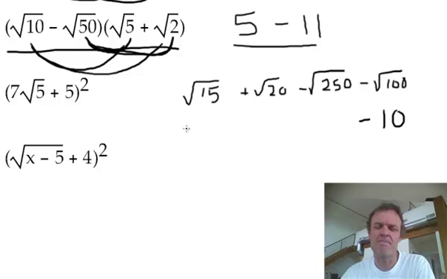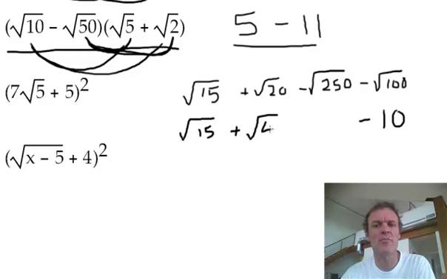Now, root 15. Nothing I can do with 15. It's not made up of anything. There's no 4 in it or 9 in it. That will not change. I can't break that one down. Sometimes you can't. That's it. 20 is 4 times 5. Okay, so I've got 4 times 5. Now then, what's 250? 25 times 10?